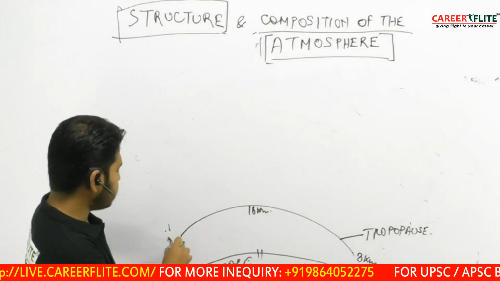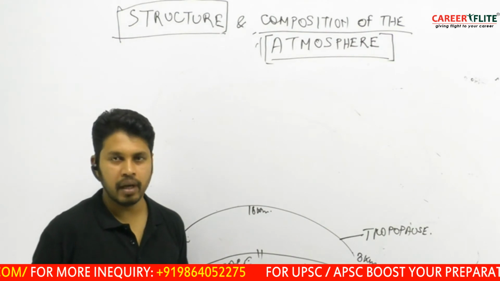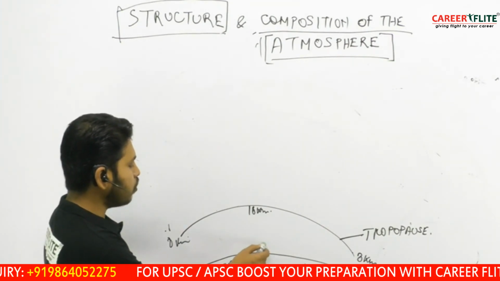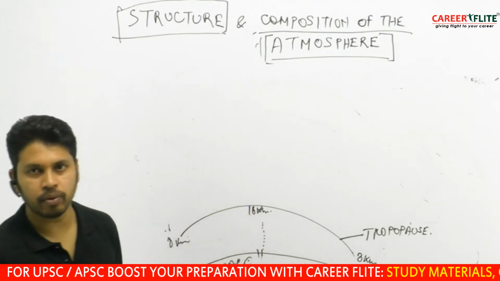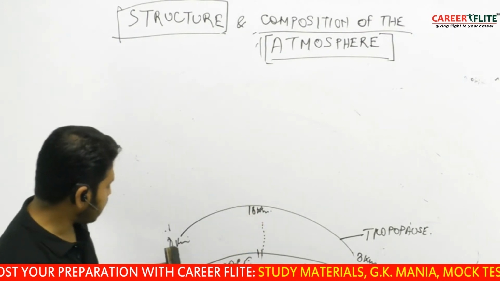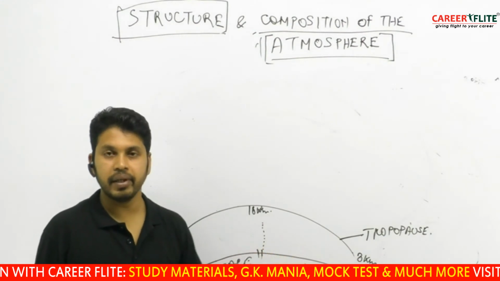Why is there a difference? Because we are categorizing these layers based on temperature, and the convective current will bring the warm air to the upper part. It will reach a very high distance in the equatorial zone. At the equator the temperature is very high, and near the polar area the temperature is low. That's why it is only 8 kilometers near the polar area.